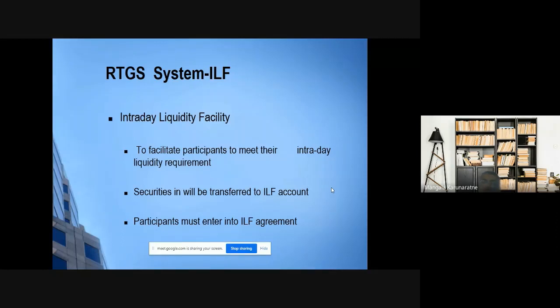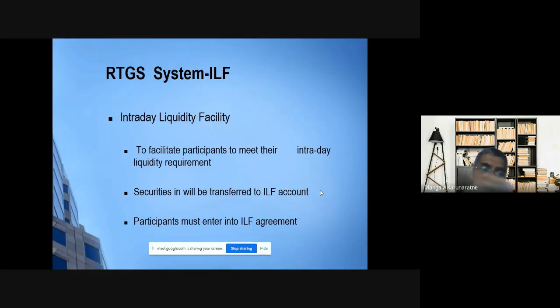So first of all, you have to enter into an ILF agreement with the central bank. Then securities will be transferred to ILF, and then you get the ILF money credited to your account on the value date. Usually you do it on the same day, or you can do it on the previous day, right? If a bank thinks that they will get a huge payment in the morning, they have to arrange this, because otherwise what will happen? The entire system will get gridlocked.